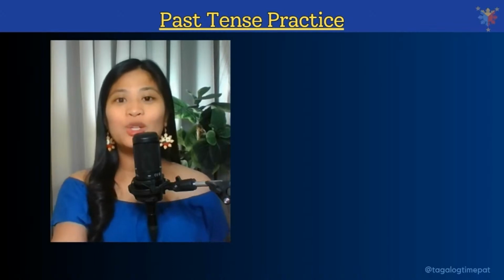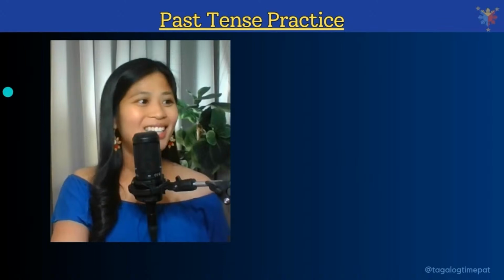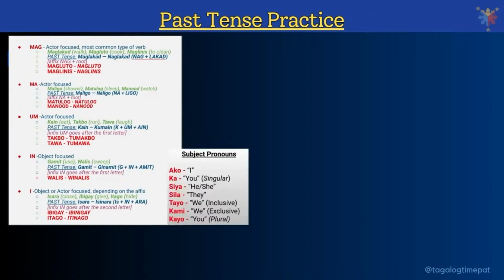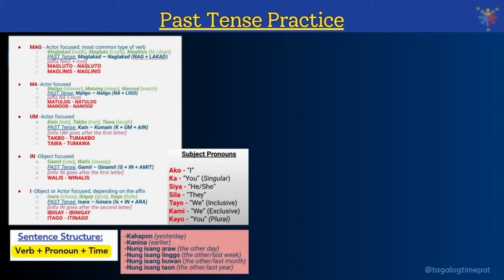I will go ahead and turn off my screen so that we can do some practice questions. All right, so up here in the top left corner are the conjugation patterns that we just learned for all of the different types of verbs. Then here are some subject pronouns that we learned. And then the sentence structure is verb plus pronoun, and then the time goes at the end. And then here are some vocabulary terms to indicate past tense.